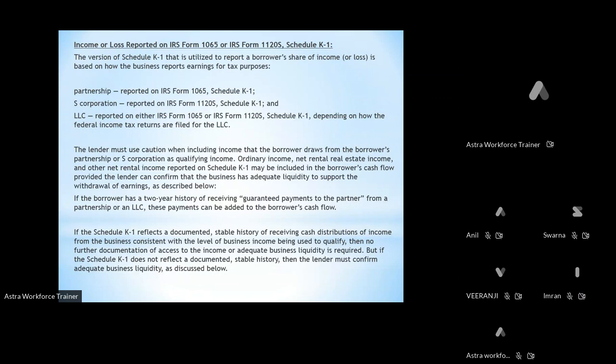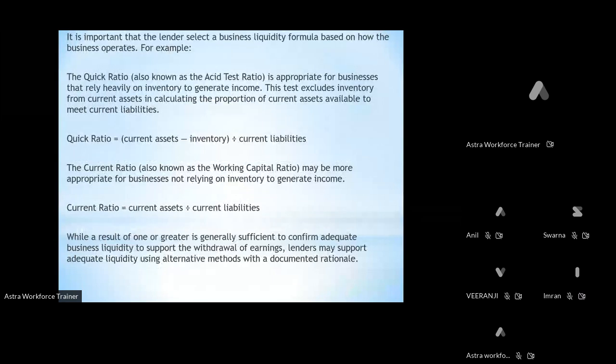Okay, so if the K-1 reflects a documented, stable history of receiving cash contributions of income from the business consistent with the level of income being used to qualify, then no further documentation of access to income or adequate business liquidity is required. But if the K-1 does not reflect a documented stable history, then the lender must confirm adequate business liquidity. I'm just giving the example here.